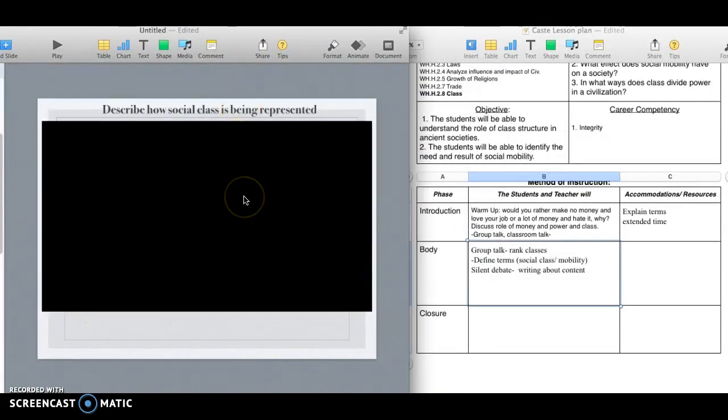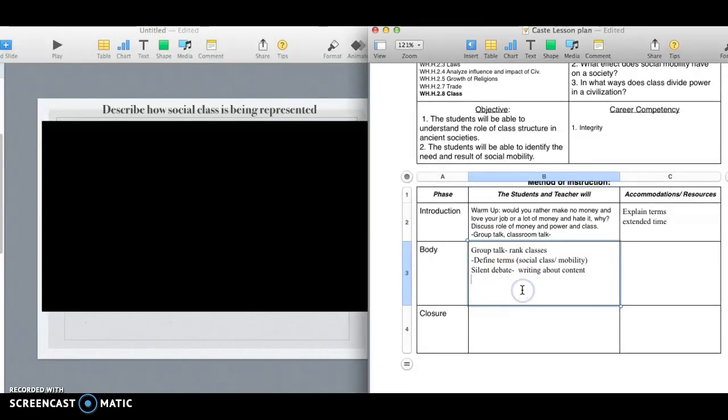So this would be a video. This video would be a short, manageable video. And I would always give the students something that they need to do while they're watching the video. So some sort of graphic organizer. So graphic organizer while watching video. And I'm going to clean all this up. This is just me kind of brainstorming.